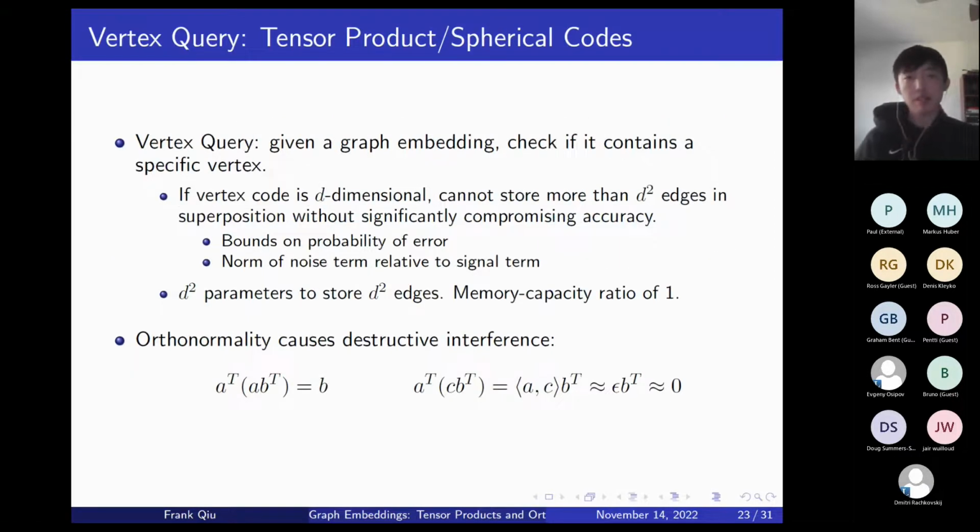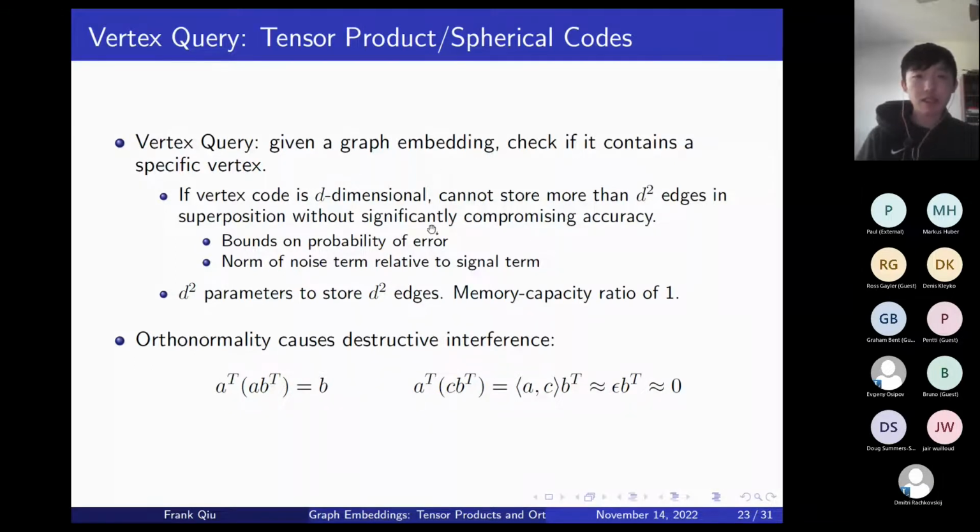So specifically for this comparison, we'll be looking at the vertex query. Given a graph embedding, we want to see if it contains a specific vertex. I'm going to skip over the proofs and all the math, but the end result is, assuming that the vertex code is d-dimensional, we cannot store more than d squared edges in superposition without significantly compromising accuracy. And we arrive at this behavior by both bounding the probability of error, that is incorrectly retrieving the wrong vertex, as well as the norm of the noise term relative to the signal term.